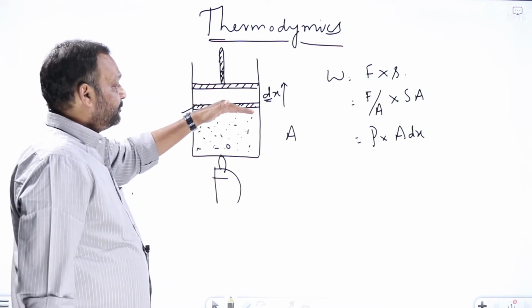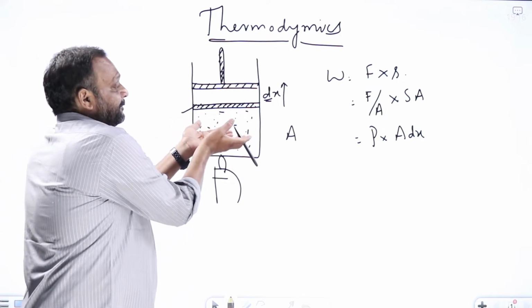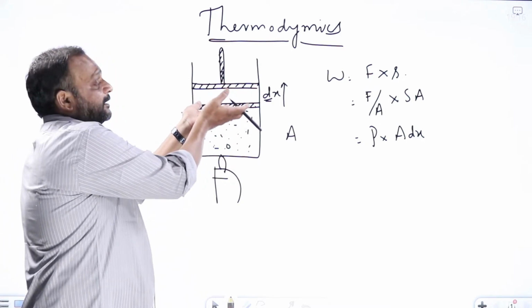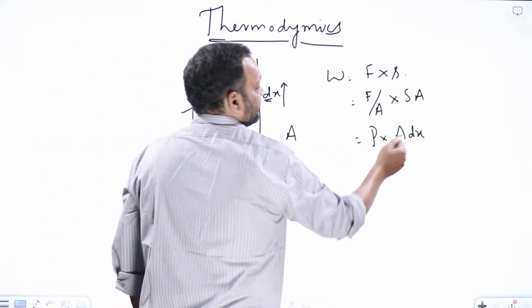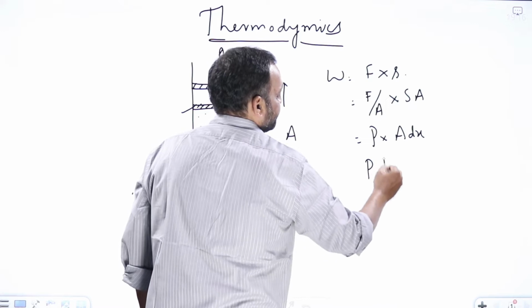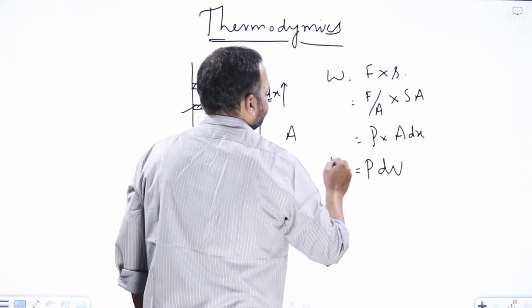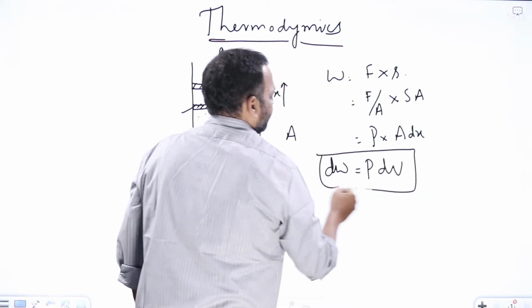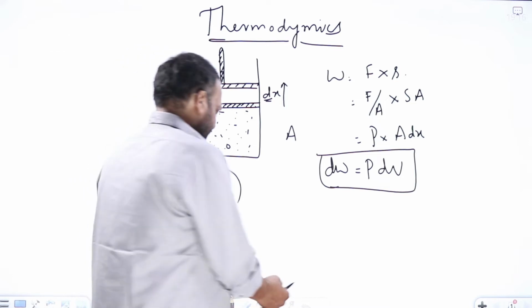When the gas is doing some work, meaning the gas is pushing the piston up, the volume of the gas is increasing. What is the increase in volume, or change in volume? Area into dx is nothing but the change in volume dV. So the general expression for a small amount of work done dW can always be taken as P into dV.